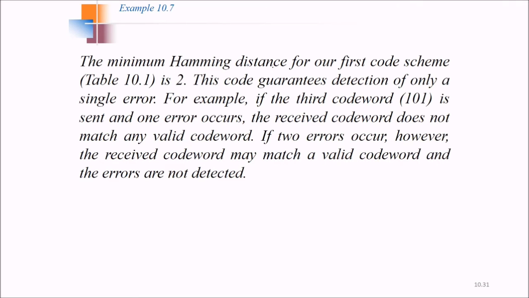The minimum Hamming distance for our first code scheme is 2. This code guarantees detection of only a single error. For example, if a third code word, that is 101, is sent and one error occurs, the received code word does not match any valid code word, as we have seen. If 2 errors occur, however, the received code word may match a valid code word and the errors are not detected.